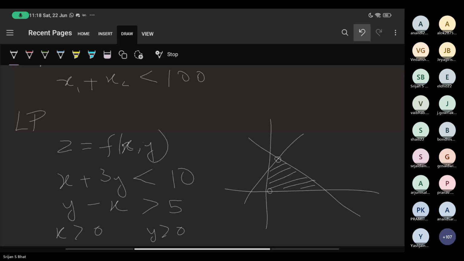So optimization problems are similar to this, but they can span n dimensions. Imagining something in n dimensions is not very feasible. These are LPPs, but there are several other types.